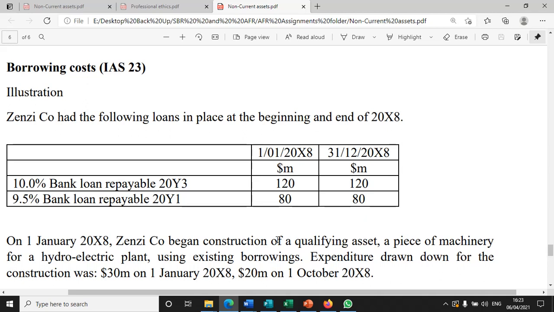10% bank loan repayable in 20Y3 long term, and the other one 9.5% repayable in 20Y1. So we have got opening balances and closing balances which are the same.